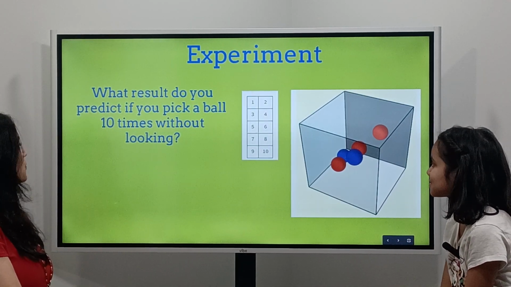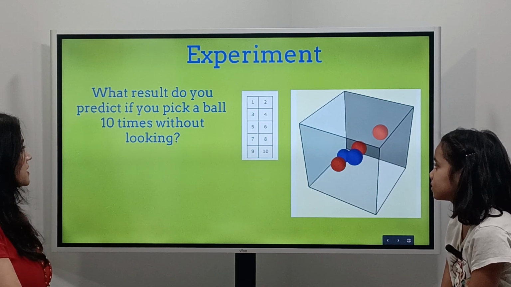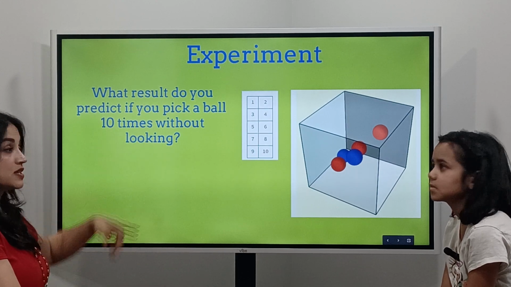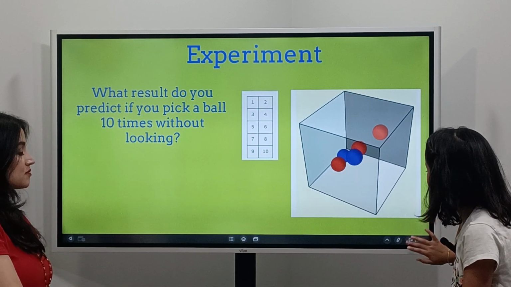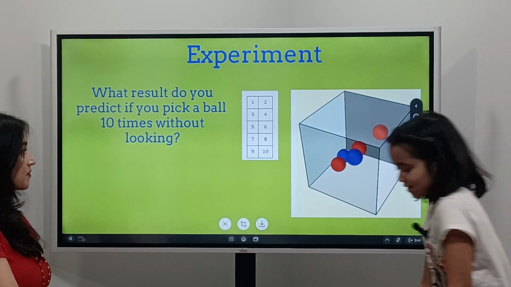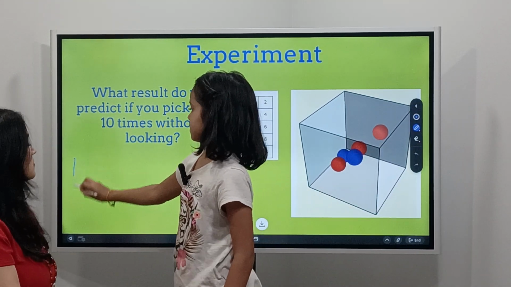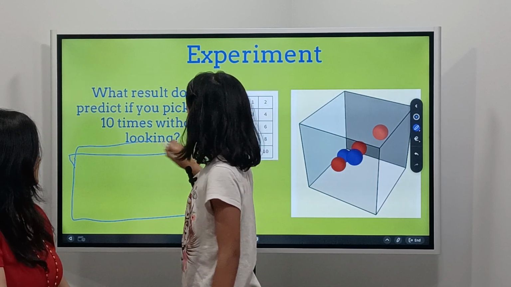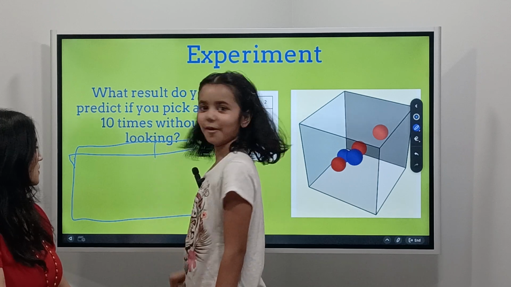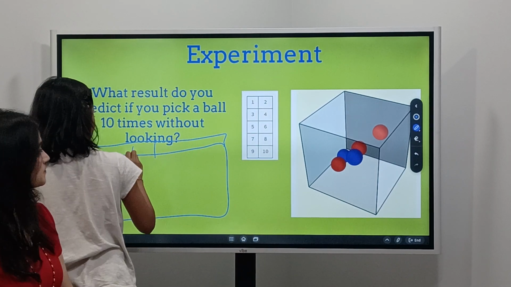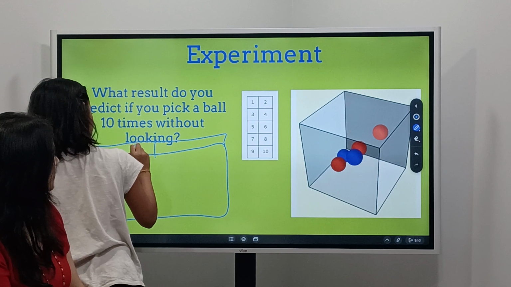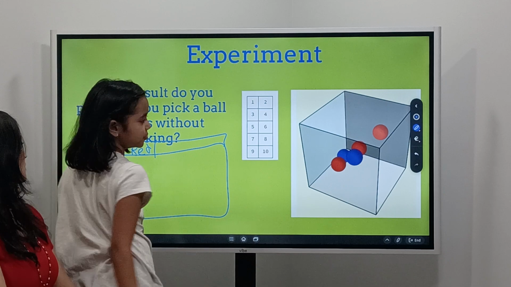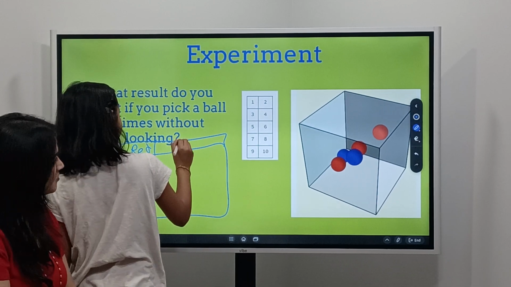So what result do you predict if you pick a ball 10 times without looking? Pick a ball 10 times. So I have to draw this. It's too small. Whatever. So blue and red. You can put the red in red and blue in blue.